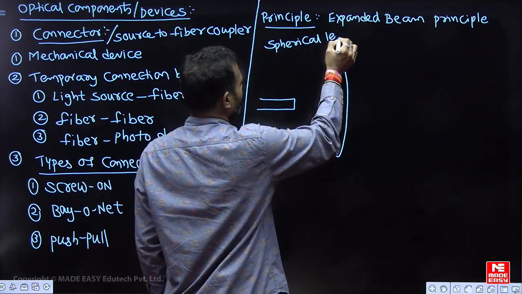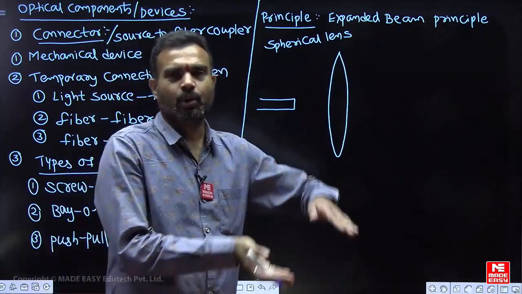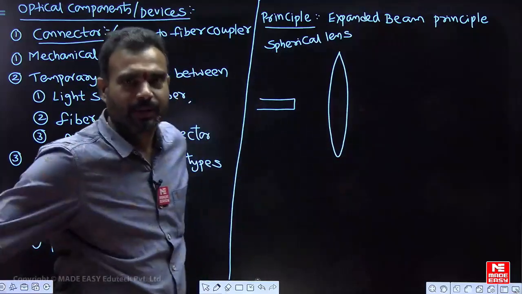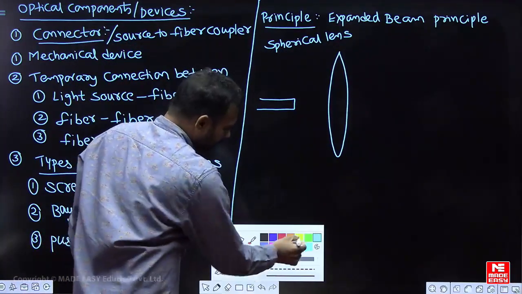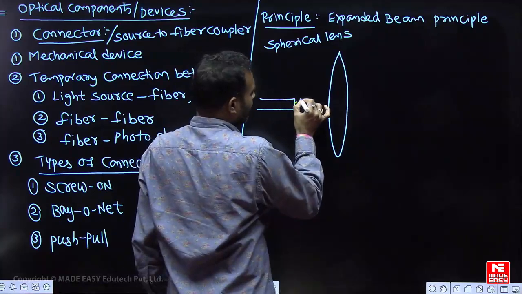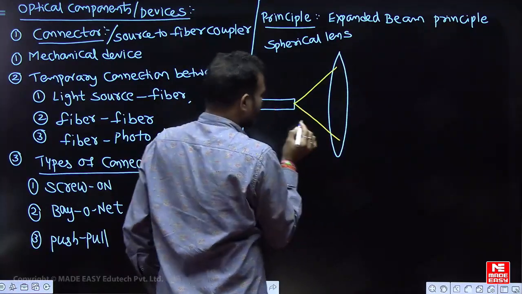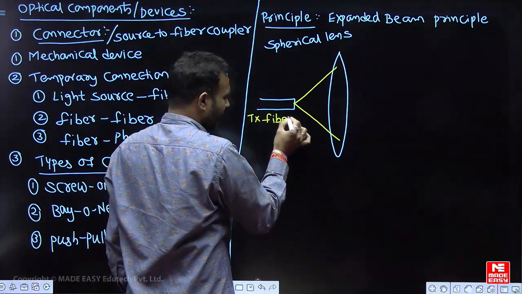What will the spherical lens do? The spherical lens will convert your light rays into parallel beams. I will explain to you neatly with a diagram. See here, I am considering that we have a light signal coming from this fiber. This fiber is called the transmission fiber.